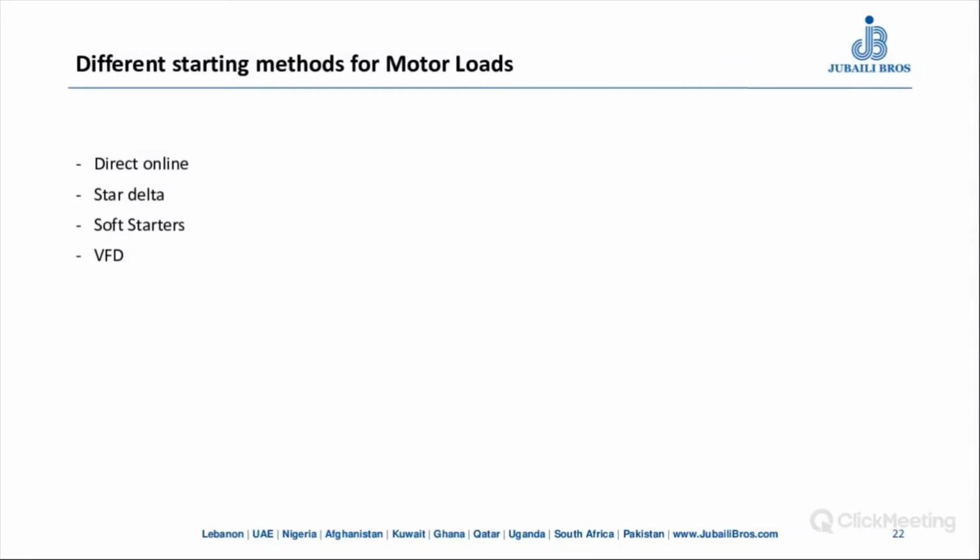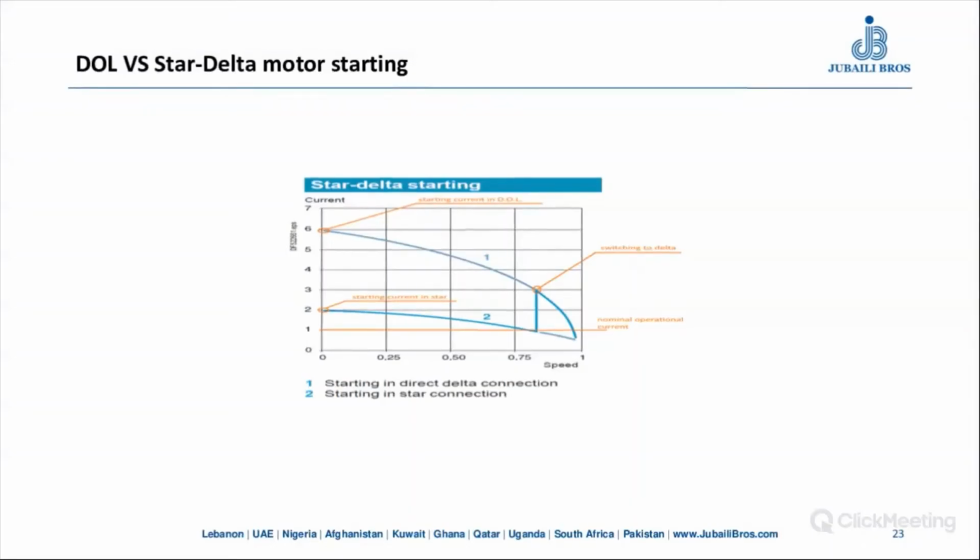The different starting methods are direct online, star delta, soft starters, and VFD, which is variable frequency drives. Okay, what is direct online starting? Direct online starting is a starting method where the motor load is connected directly to the genset. There's no other method, no other connection. It's just connected directly to the supply.